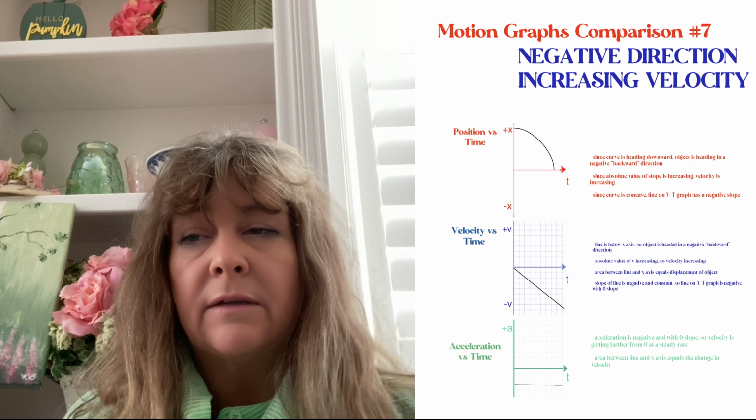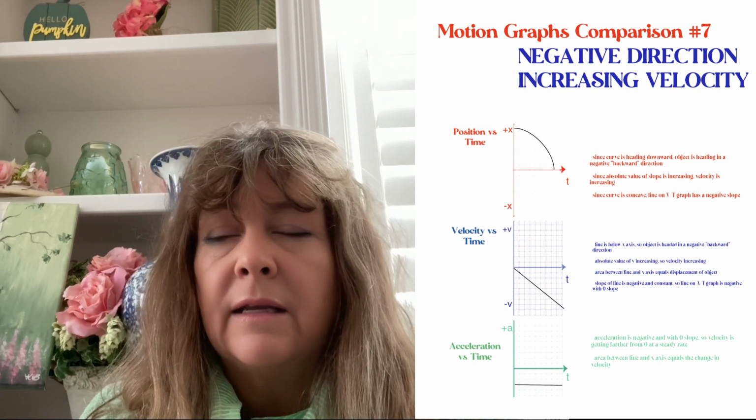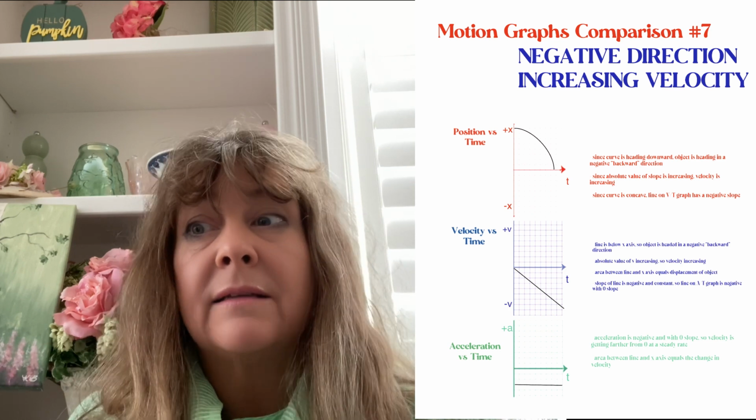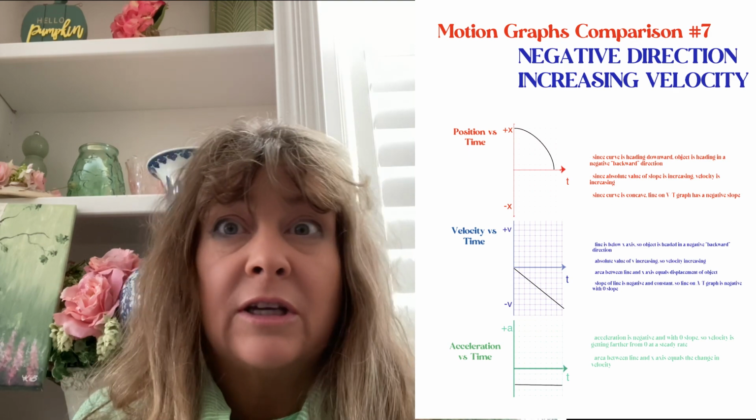And then going down to the acceleration versus time graph, the acceleration is negative with zero slope, so the velocity is increasing at a steady rate. And the area between the curve and the x-axis equals the change in velocity.